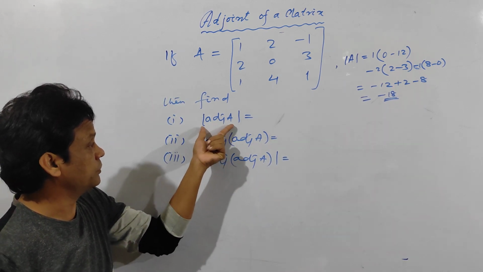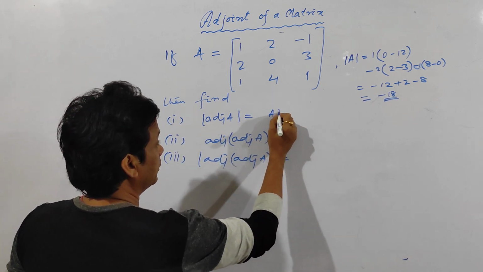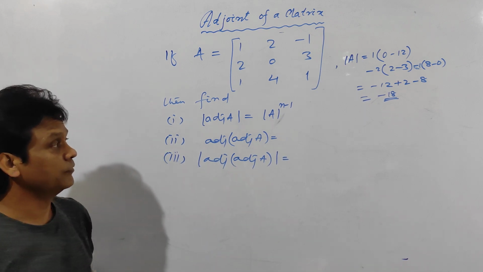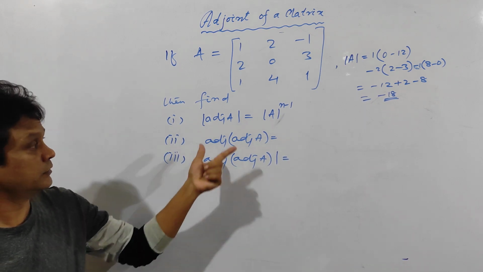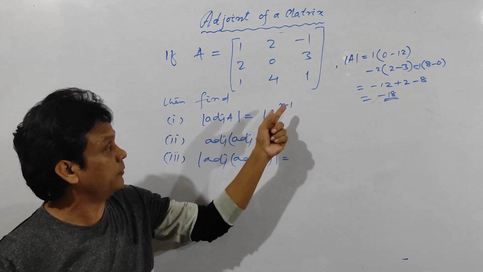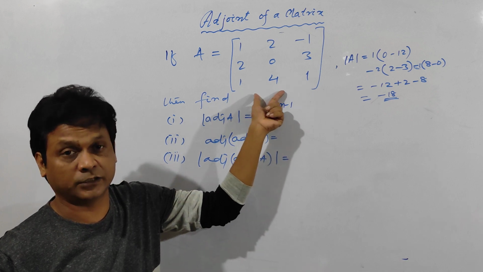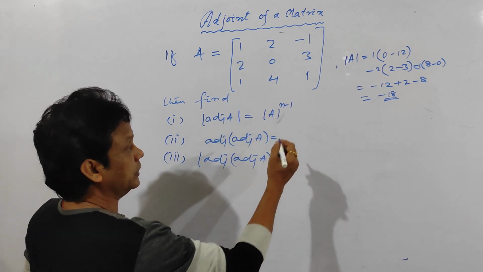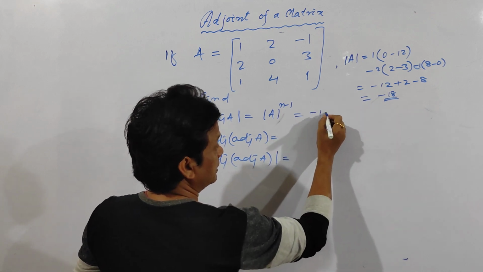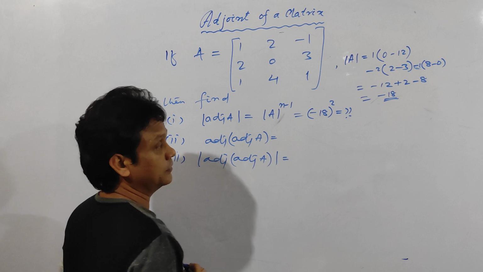And what do we follow for this one? Determinant of adjoint of A is equal to determinant of A to the power n minus 1. This is your formula. What is n? n is the order of the matrix. And what is the order of the matrix? It is a third order matrix. So n is equal to 3, and 3 minus 1 is 2. That means whole square. So minus 18 whole square. Now you can find out. So this is the answer.